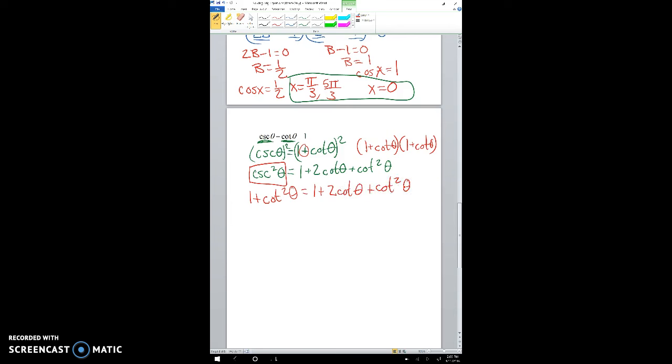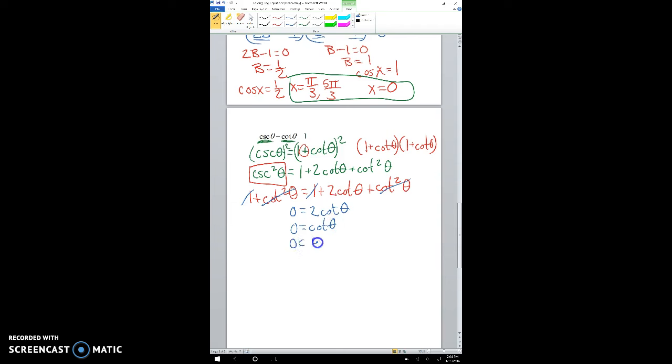Okay, now that everything is in terms of the same trig function, we're going to bring everything to one side and set it equal to 0. We get a lot of nice cancellations here. The 1's cancel on both sides. The cotan squareds on both sides cancel. So actually you just get 0 equals 2 cotangent of theta. If you divide both sides by 2, you get 0 equals cotan theta.